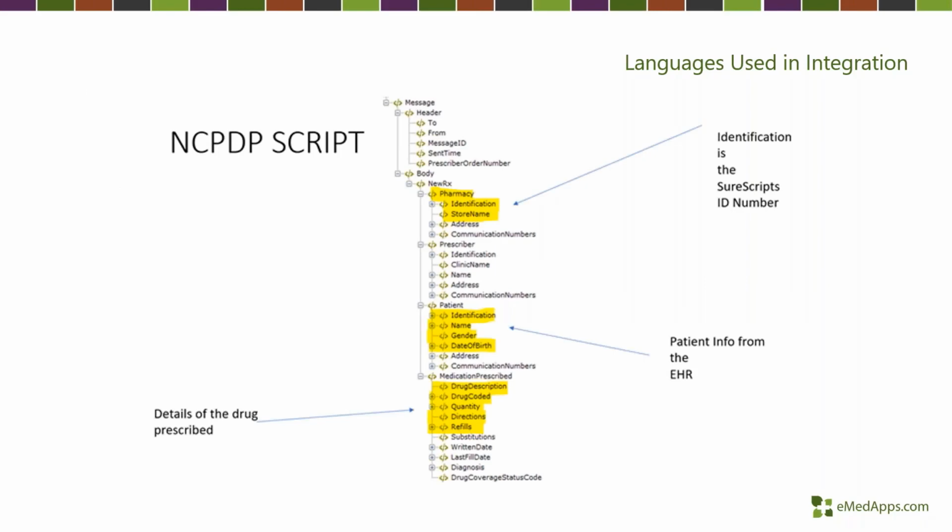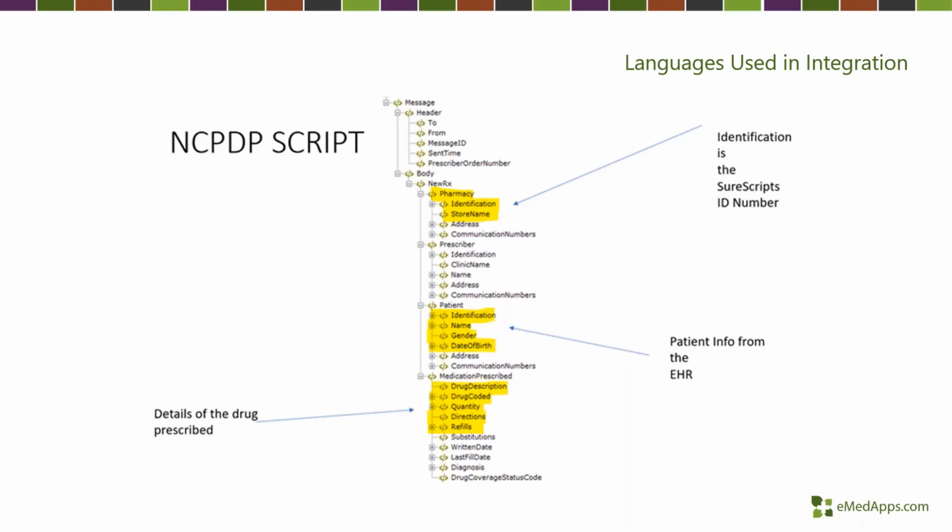So this is what the NCPDP script looks like. Again, it is an XML-based messaging standard. What I've done here is I've created that element hierarchy so you can look at what that looks like. All of the data that's in that script is encoded in that hierarchy. So you'll see here you have a new RX element, and then underneath that new RX element sits all of the information about that prescription.